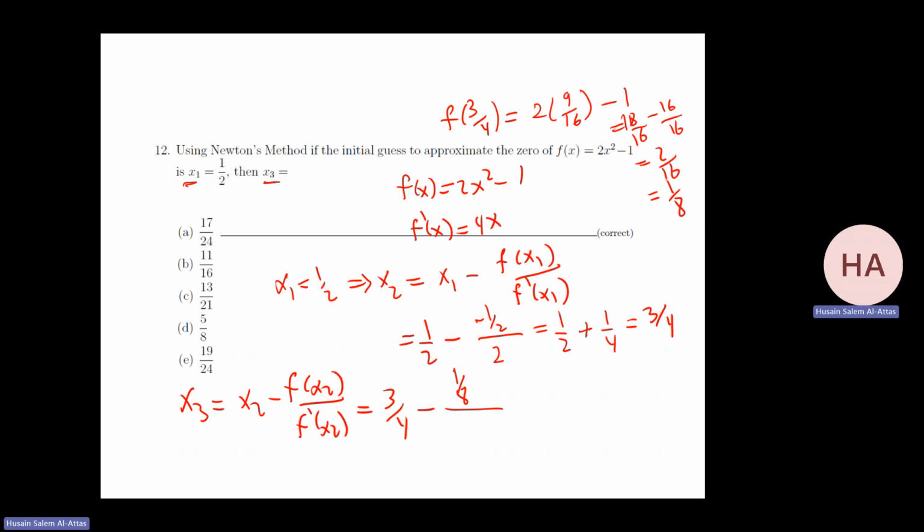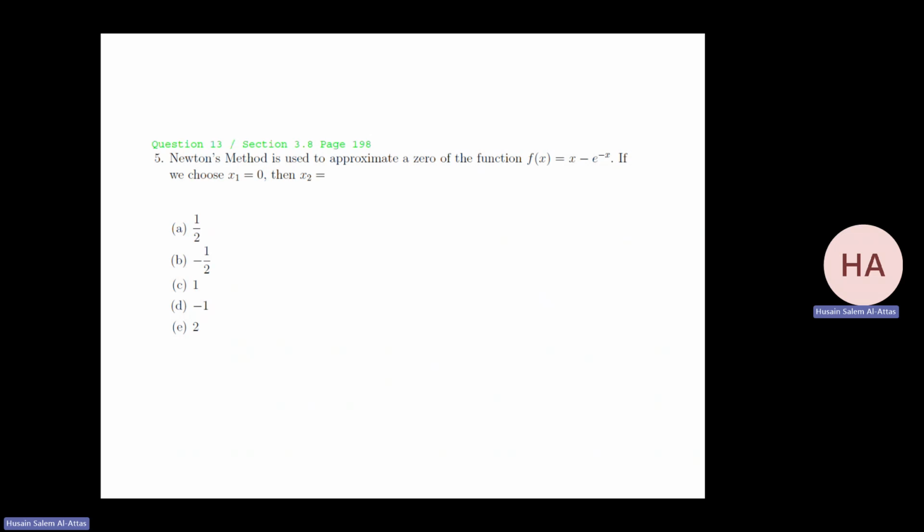So that will be 1 over 8 over f prime at 3 over 4, that will be 3. So I'm getting 3 over 4 minus 1 over 24. Now I take it over 24. So I need 6, 18 minus 1. So that will be 17 over 24, which is this one. Yeah, just calculations. Nothing to worry about.